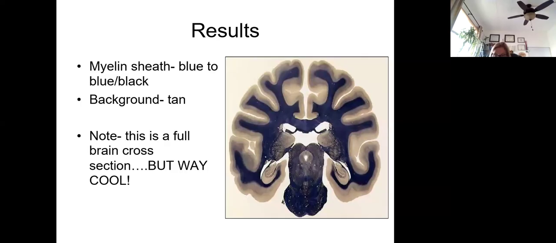And this is what it looks like. This is actually a full crosscut of a rat brain. So your myelin sheaths are here in this dark blue area with the hematoxylin mordant lake. And then your background is tan. This is what you're differentiating out.